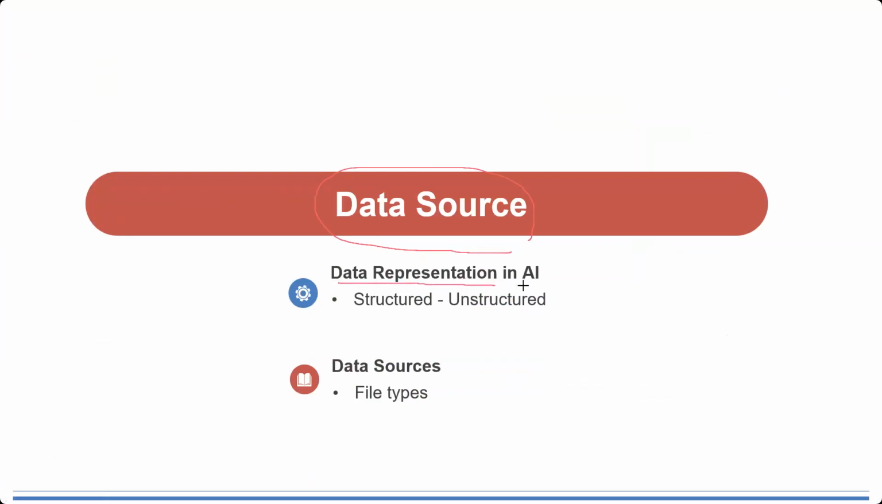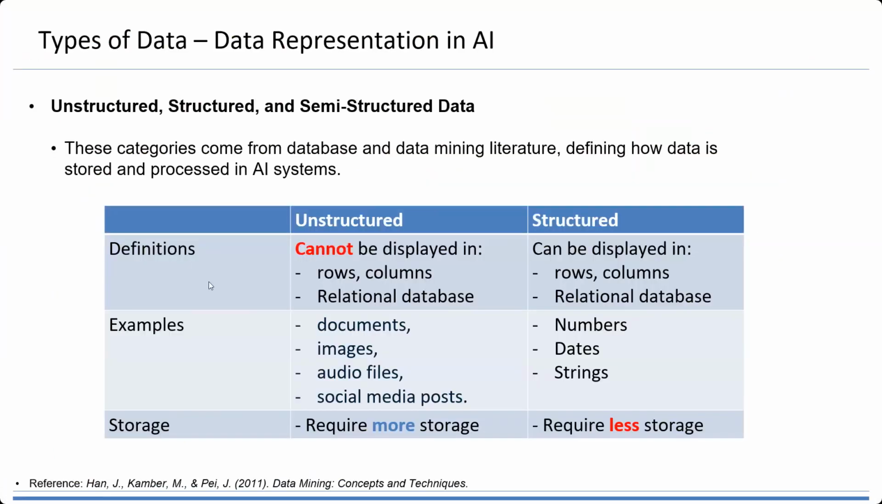There is data representation in AI. There is structured and unstructured data, and also some kind of data sources according to the file types. Structured, unstructured, and semi-structured data. So this is unstructured, this is structured, and semi-structured means in between those two.